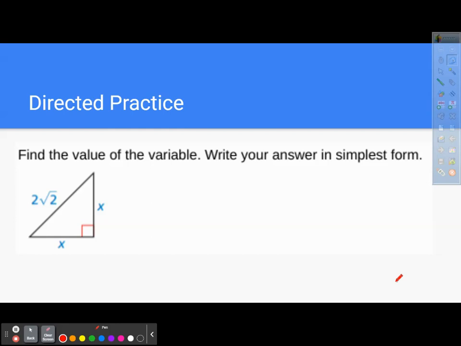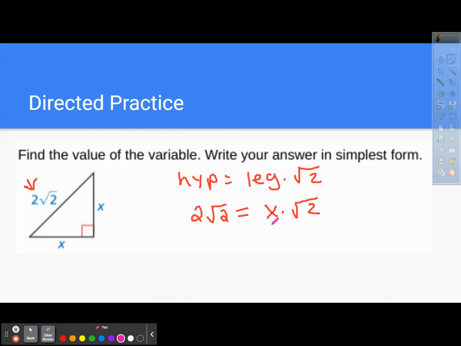All right, so my question for you is, did they give me a leg or did they give me the hypotenuse? Nick, what would you say? Yeah, they gave you the hypotenuse. Okay, so the hypotenuse equals a leg times the square root of 2. And the 2 square roots of 2, Bailey, where would I plug that in for, the hypotenuse or the leg? Yeah, the hypotenuse. So I get 2 square roots of 2 equals the leg, x, times the square root of 2.